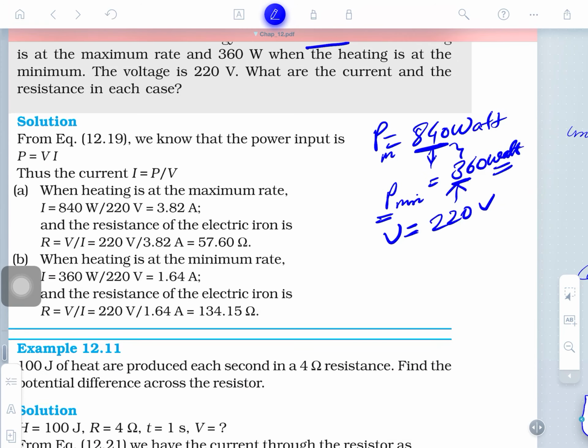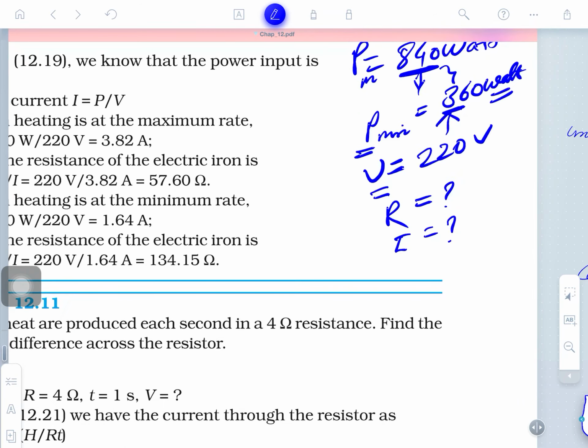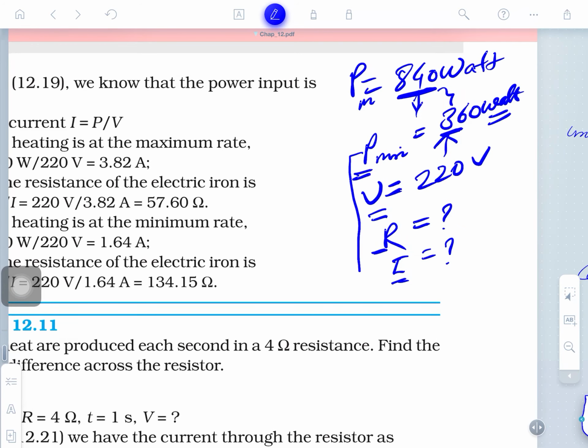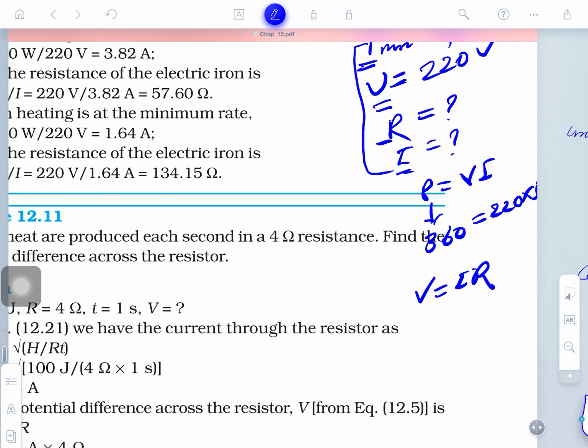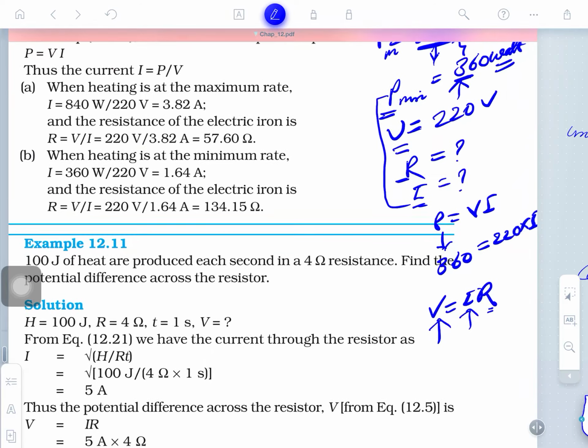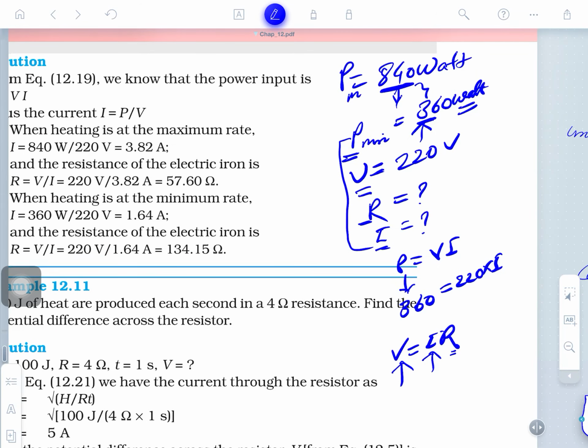So, you have been given P and V, and you have to find R and I. We have to think which formula is to be used here. First I is to be found, then R. Can you think of the formula for P, V and I? Obviously, P is equal to VI. Put P as 360 and voltage 220 and you can calculate the current. When you calculate the current, V is equal to IR, so you put the values of V and I and obtain R. This is the simple method to solve this question.